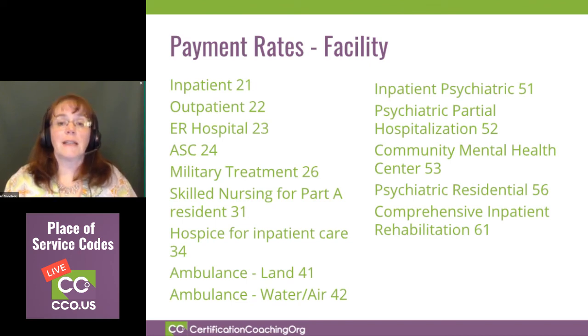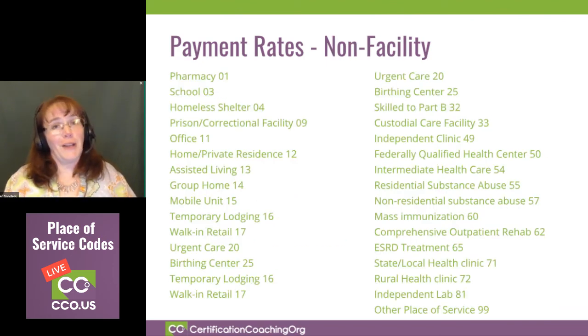Ambulances are considered facility, and our psychiatric are also considered facility, and our inpatient comprehensive rehab. So anything dealing with inpatient, you're usually facility type base, and the pay schedule will be different than our non-facility. So non-facility is all the other. So we've got our pharmacy, our school, our shelters, group homes, birthing centers, urgent care, which a couple of these are listed twice, I apologize. So our federally qualified health center, end-stage renal disease treatments, independent labs, these are all non-facility.